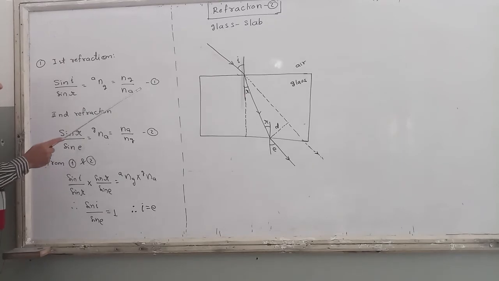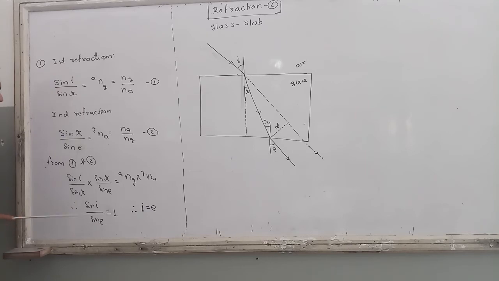Now very simple, from equations 1 and 2, I am multiplying the equations 1 and 2. LHS multiplied with LHS, RHS multiplied with RHS. These two are reciprocal, so they will cancel out. It is equals to 1. sin R and sin R, they will cancel out, so sin I upon sin E is equals to 1.